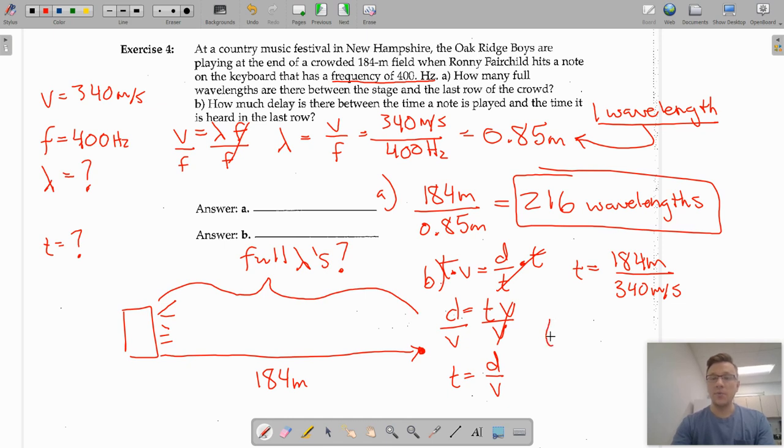And then we find out that the time is 0.54 seconds. And that's how much time it takes for the sound to travel from the stage to the people that are in the very back there. Okay. All right. So there are your wave speed examples and exercises. Make sure to complete all of them. I've obviously worked some of them out, left a couple for you to do on your own. Let me know if you have any questions.